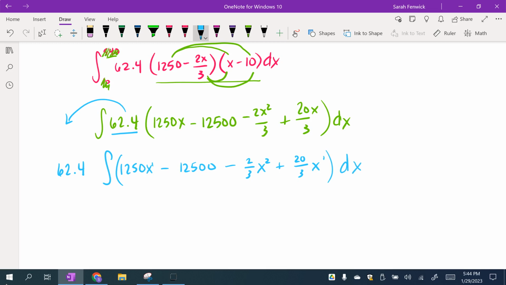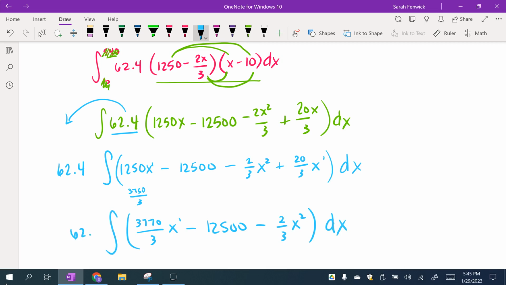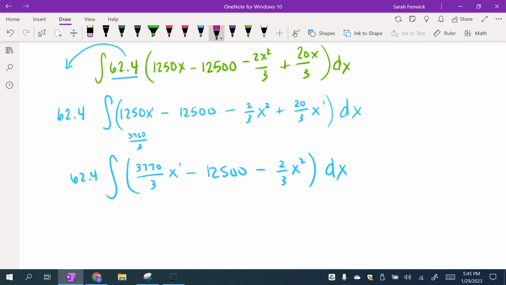So 1250 would be 3,750 over 3, plus 20/3 is 3770 over 3, x to the 1, minus 12,500 minus 2 over 3 x squared. All I did was combine like terms. I still haven't integrated. Now, since here we have an x to the 1, I'm going to bring that up to a 2 and divide by 2. The number in front of it didn't change. And we still have 62.4 out here.